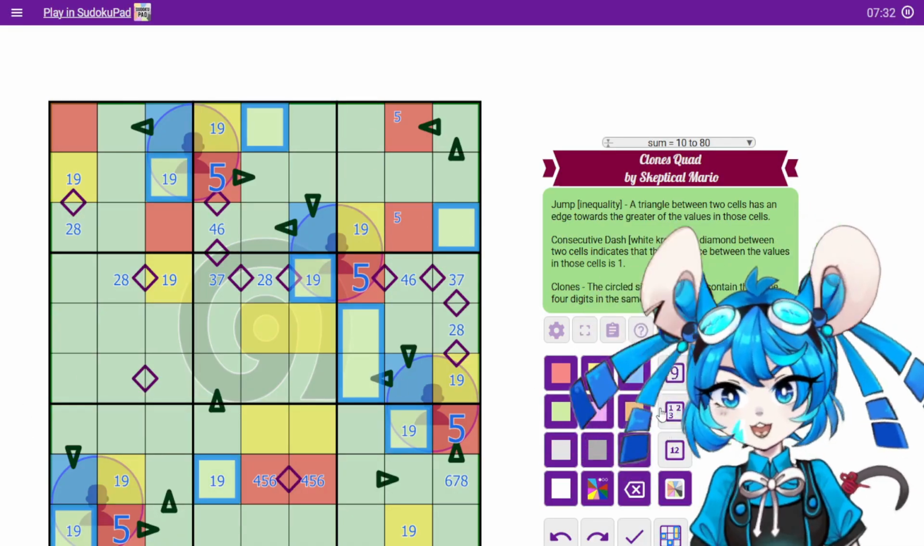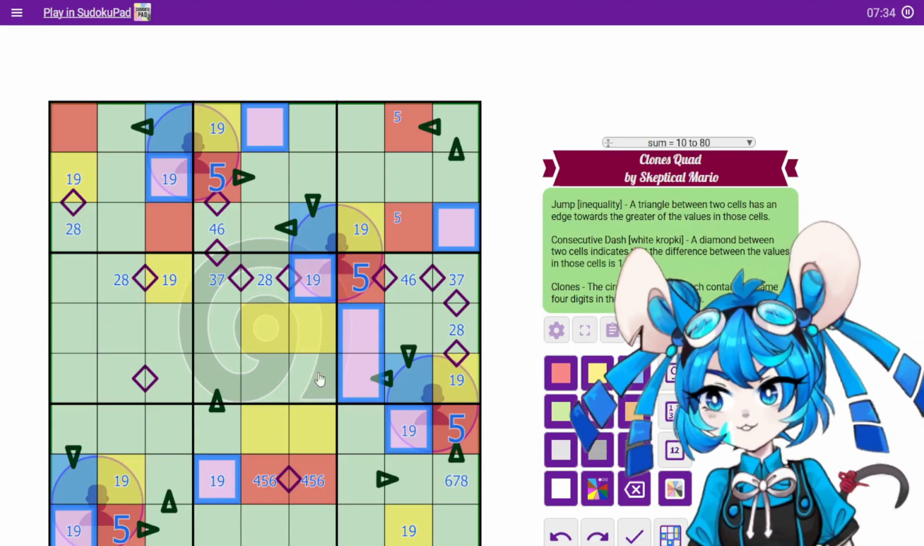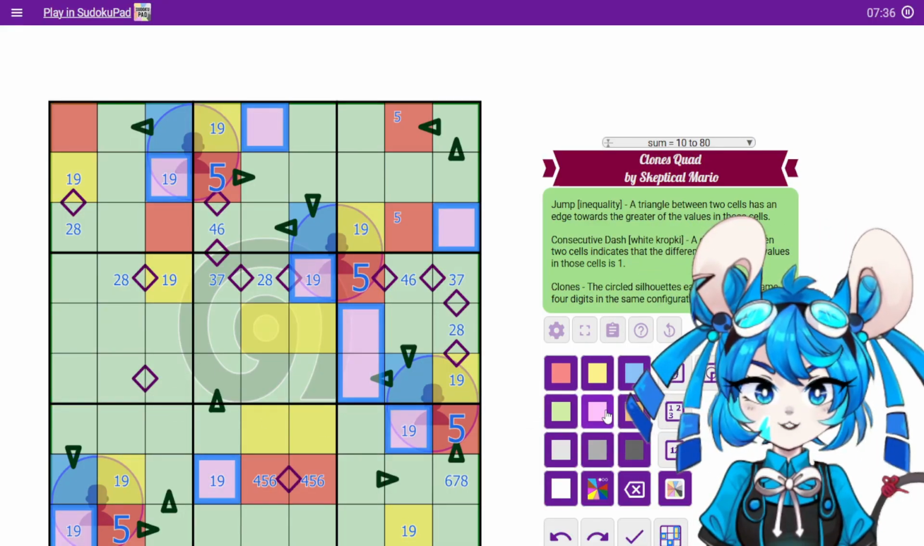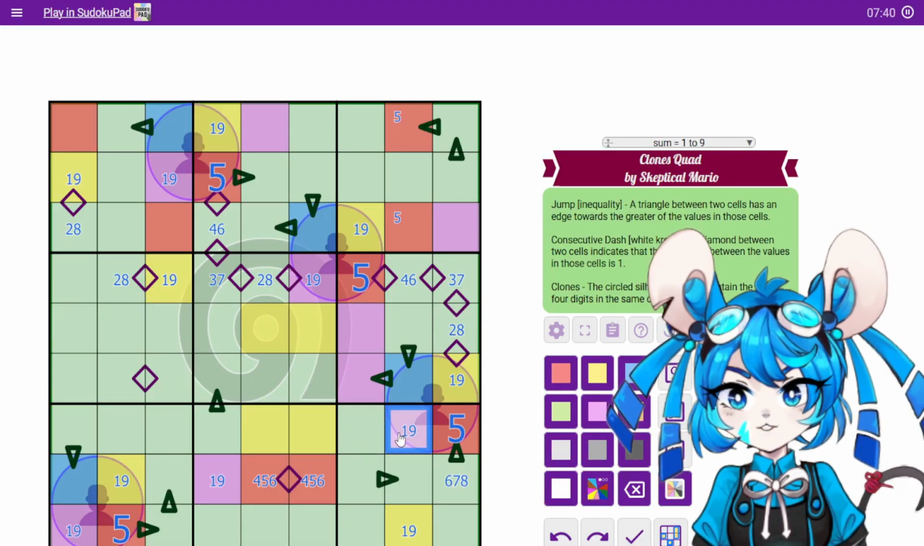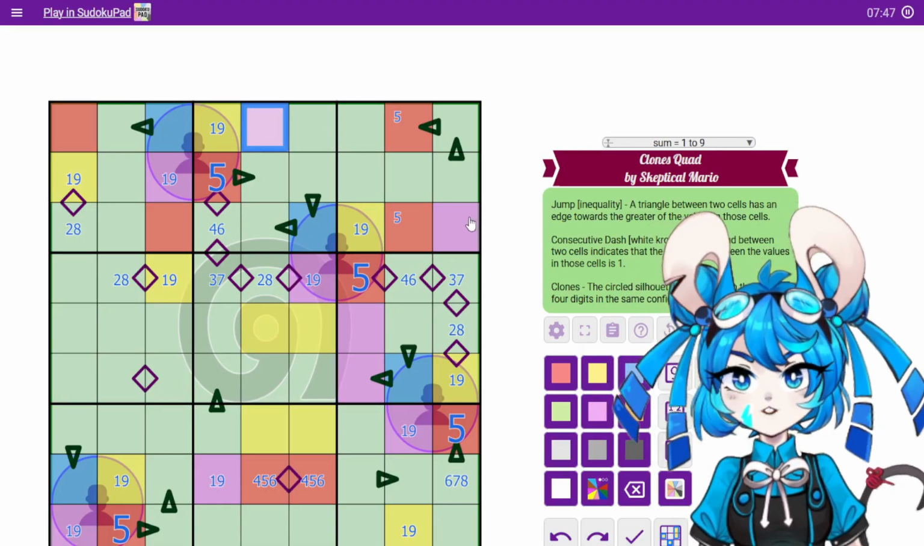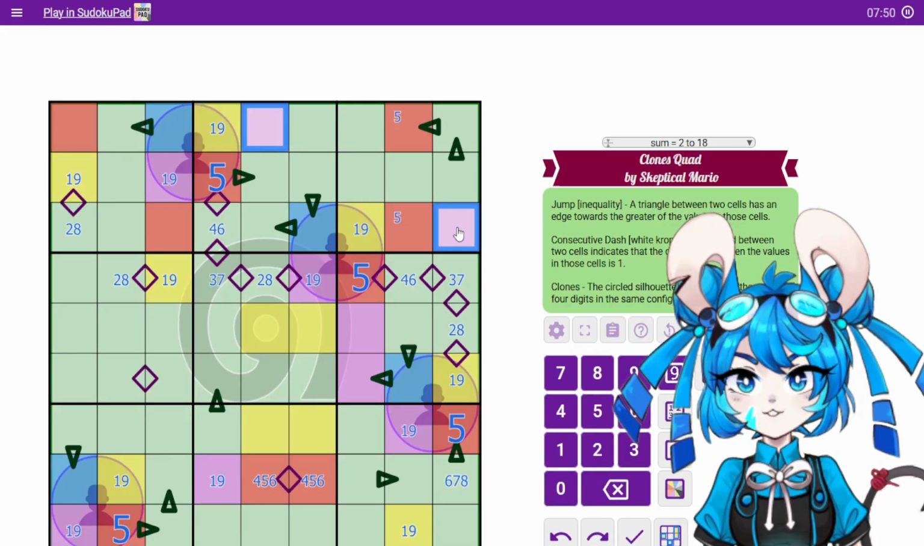Green was probably not the best color for this because the background's green. I'm going to make this orange. No. Pink. Purple. Right, these digits are 1 or 9.